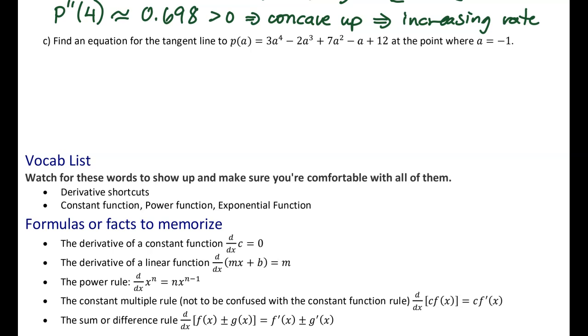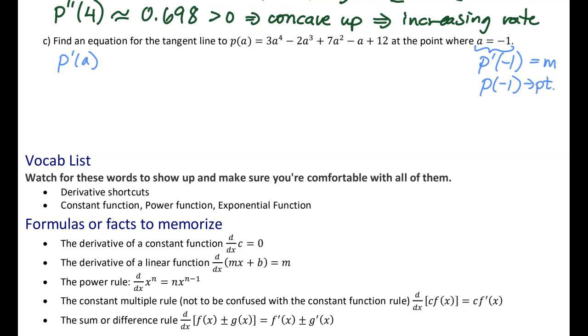The equation for the tangent line. Okay, so here we have to do a full equation for a tangent line. So we'll take p prime of a because we want to get a slope, right? Really, we want to get the slope at -1. So to get the equation for a tangent line, you'll need p prime of -1 to get the slope, and you'll need p of -1 to get the point.